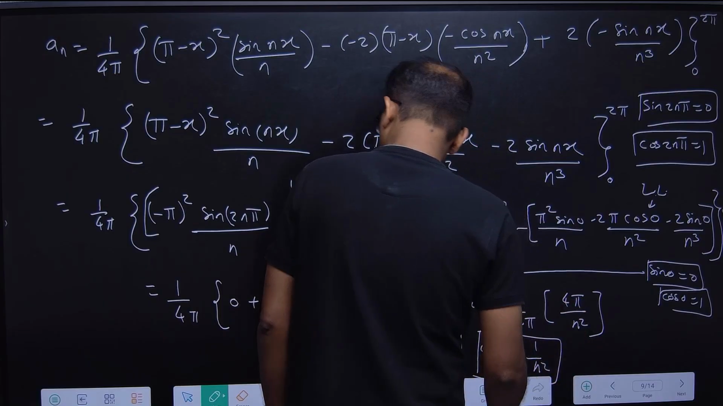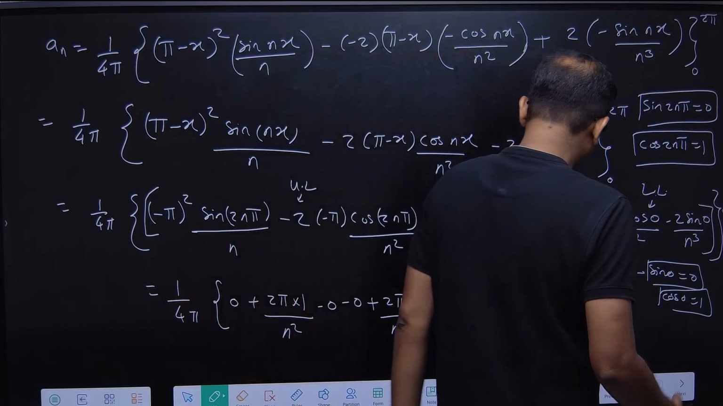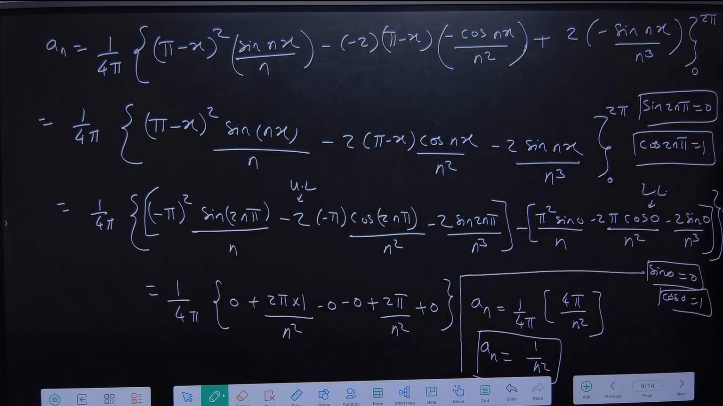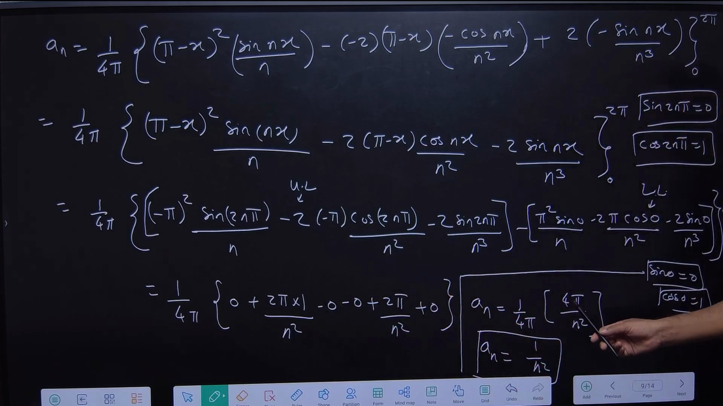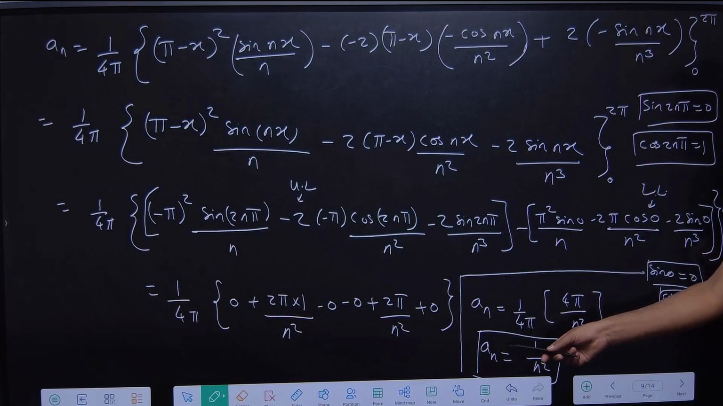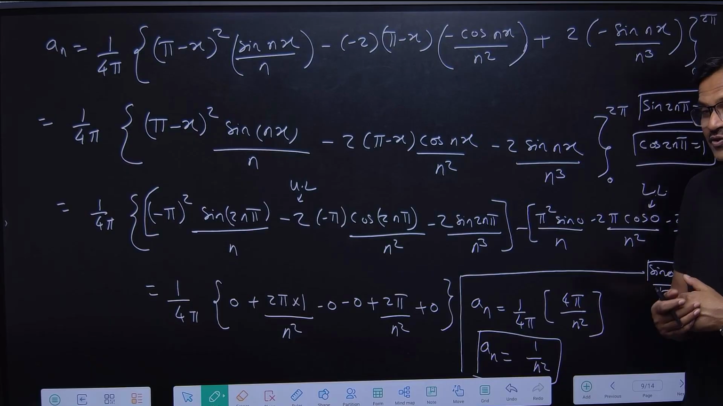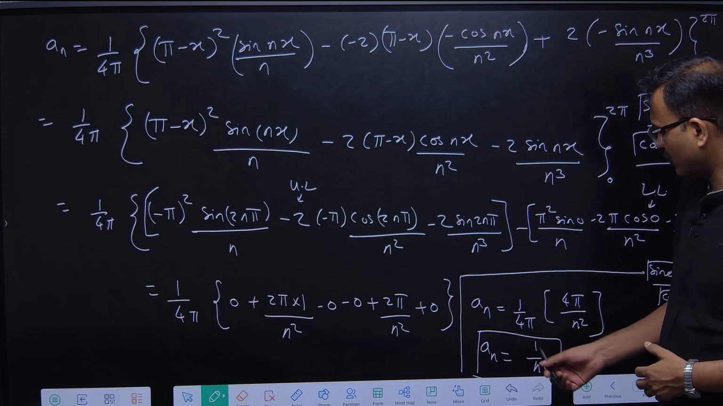You see, following that, sine 2n pi terms become 0, sine 0 becomes 0, only cos terms remain. So it is 2 pi upon n square plus 2 pi upon n square. So it becomes 4 pi upon n square. That 4 pi gets cancelled. We get an as 1 upon n square. So see, we have found out a0, which was pi square by 6. We got an as 1 upon n square.